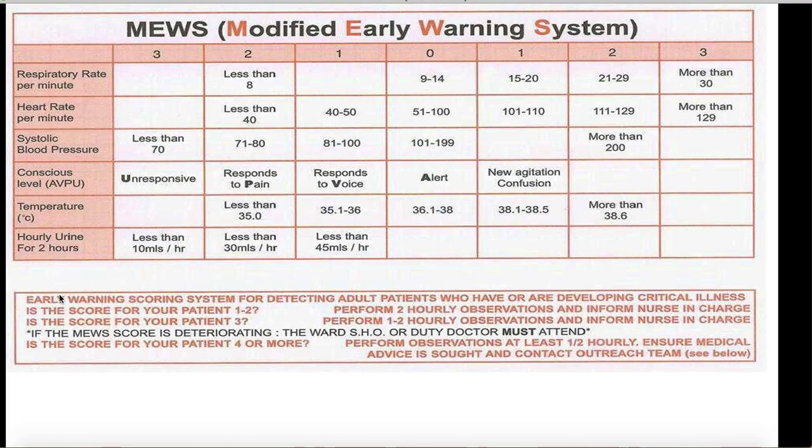Coming to the urine output for at least 2 hours, less than 45 ml per hour is score 1. Less than 30 ml per hour is score 2. Less than 10 ml per hour is score 3. So we monitor all these parameters on the MUSE scoring.